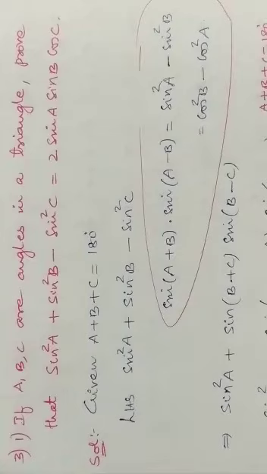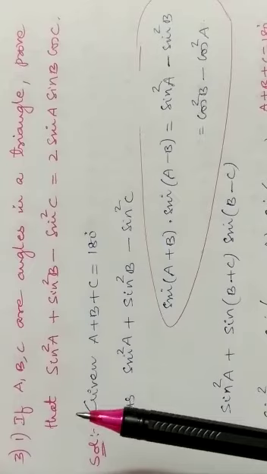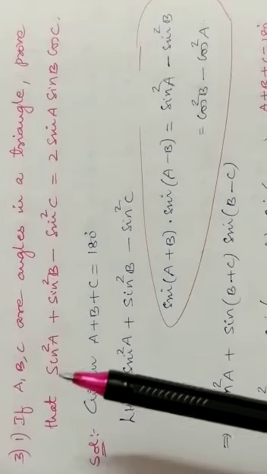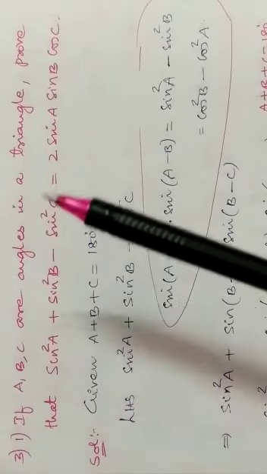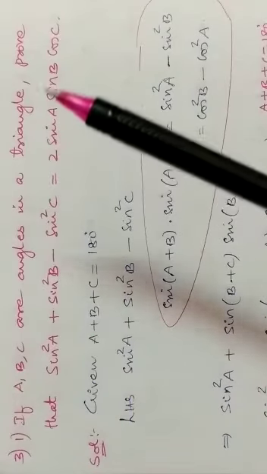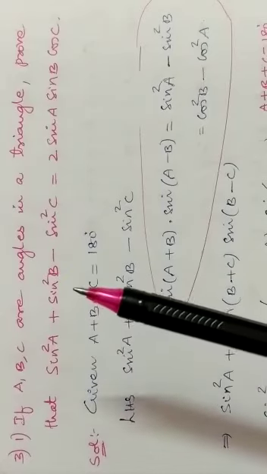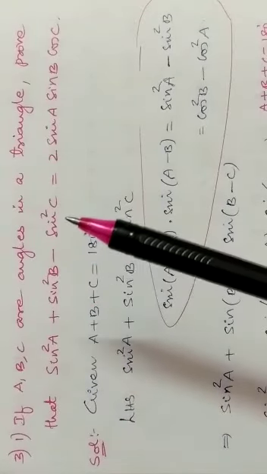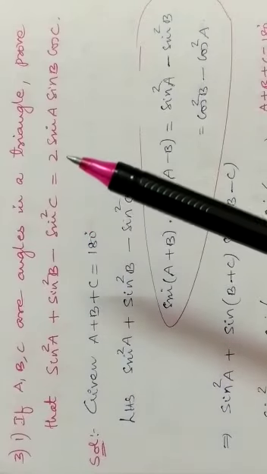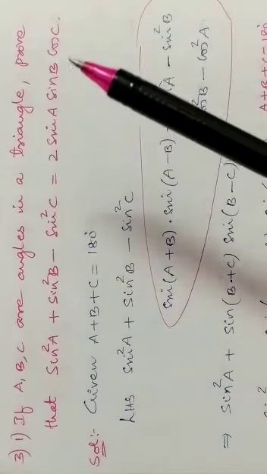In this video, we try to do a problem in trigonometry up to transformations. The problem is, if A, B, C are angles in a triangle, prove that sin²A plus sin²B minus sin²C equal to 2 sinA sinB cosC.